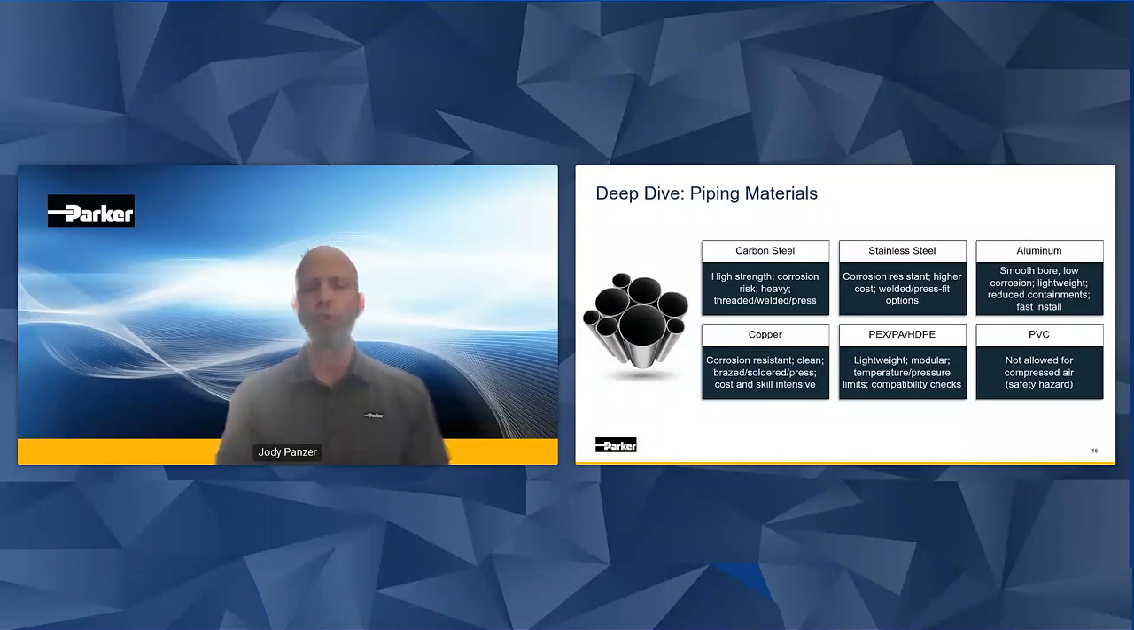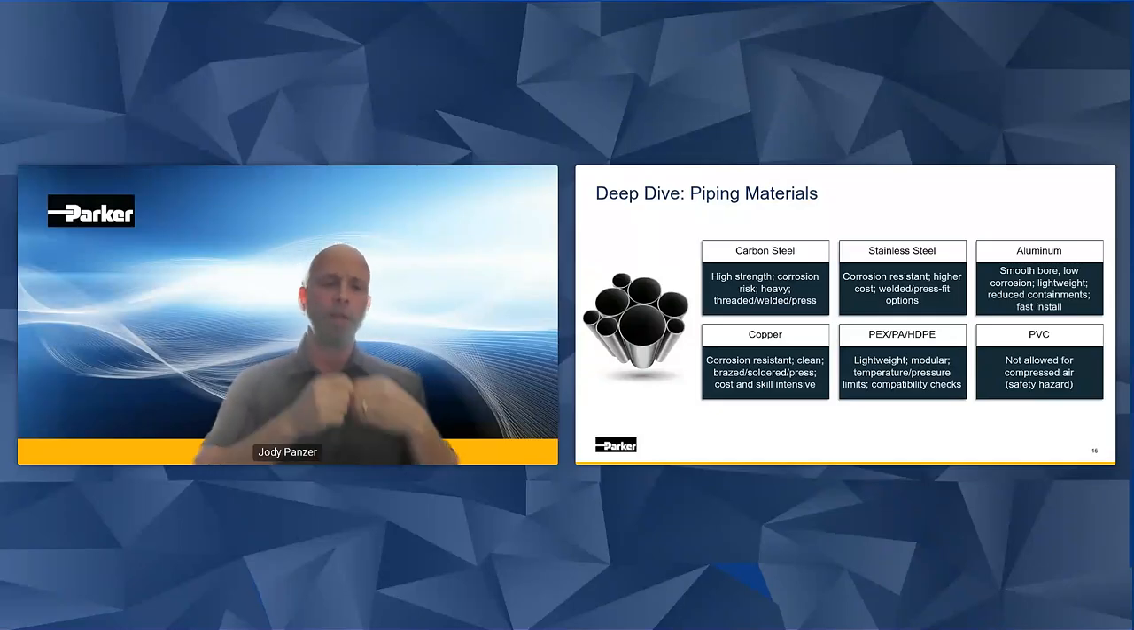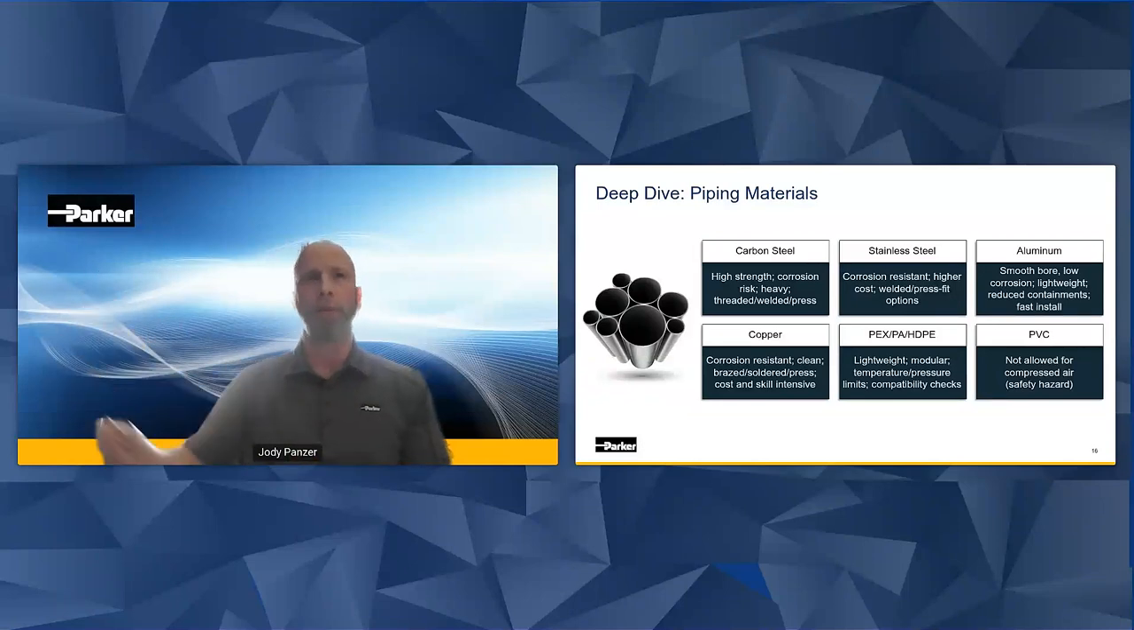Stainless steel, extremely corrosion resistant, very high purity, but upfront cost is a little higher and labor times are up as well. Aluminum, extremely smooth bore, corrosion risk is very low to non-existent, extremely lightweight. Your labor times are significantly reduced. And on typical piping systems, the air that you put into your pipe is the air that you want at your equipment. You do not want to be adding any contaminants to the air. A proper piping system will not do that.